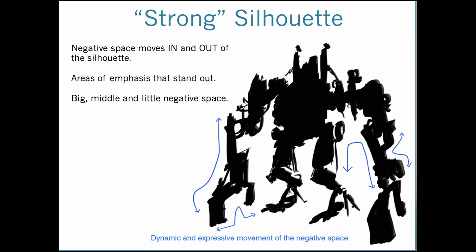And finally, for a strong silhouette and in sculpture in general, you want to focus on big, middle, and little. That means that you have big forms, middle forms, and little forms. Both big, middle, and little positive space and big, middle, and little negative space.